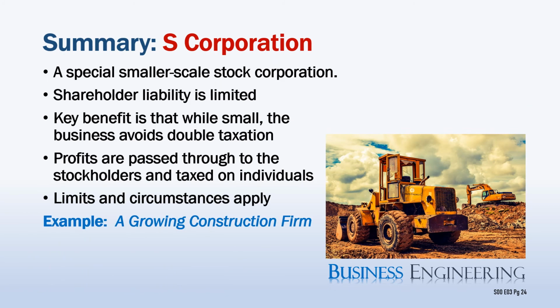An S corporation is a type of special, smaller-scale stock corporation. The term S relates to the subchapter of the IRS taxation code. Shareholder liability is limited, and the key benefit is while the firm and the profits are small, the business avoids double taxation. Profits are passed through to the stockholders and taxed on their individual returns. Limits and circumstances apply. An example of this type of corporation may be that of a fast-growing regional construction firm.